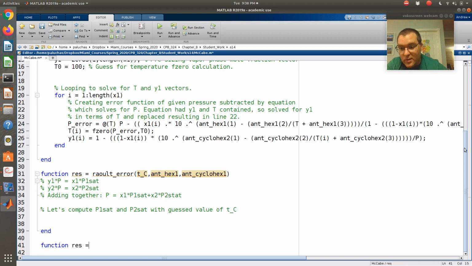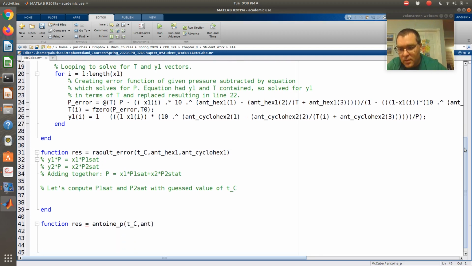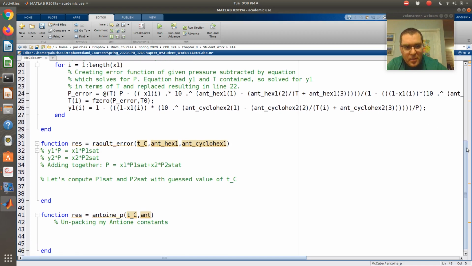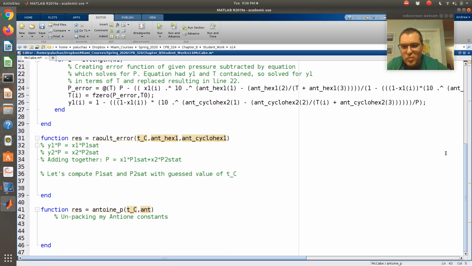So let's do a function res is Antoine P, and Antoine P is going to take as inputs TC, and I'll just have ant. Okay, and so I'm going to start by unpacking my Antoine constants. And again, I'm trying to modulate and break everything up, because looking at this, I think you're right. You have the right idea, but my guess is it's just trying to do too much with an anonymous function, which is what's causing your issue. Presumably you sent it to me because it wasn't working in the first place.